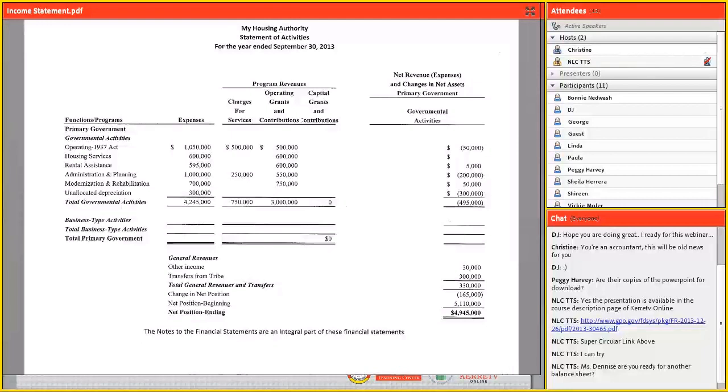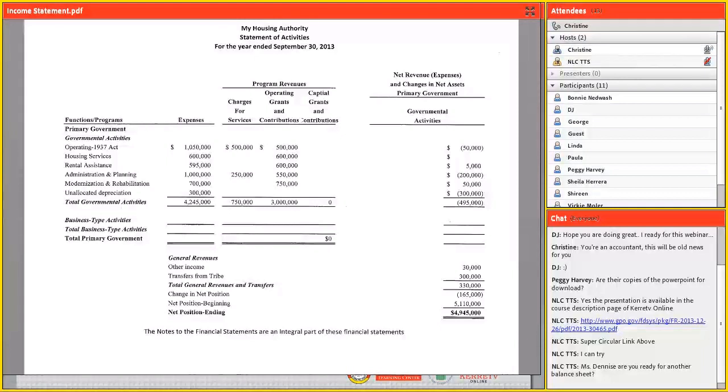But like we just showed, we don't show the fixed assets on this one, so we have to account for it. Just go with it. There is a reconciliation in your audit. Try not to think too hard, just take my word for it. Charges for services. That should tie out to what your program income is. Operating grants and contributions. That's your grant section right there.